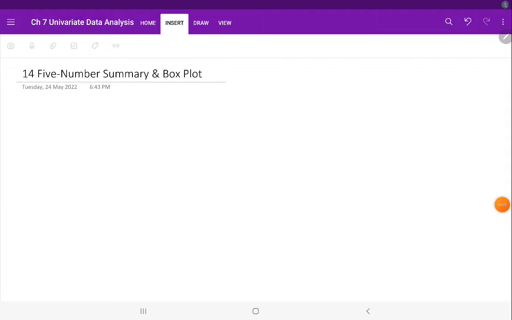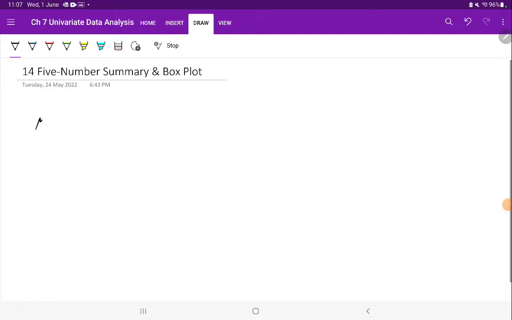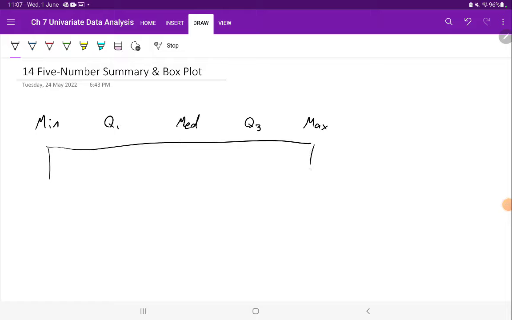Alrighty, last lesson we were talking about the 5-number summary. We worked out all of them. It was the min, the smallest number, Q1, the median, Q3, and the maximum. Remember, because we've got our data set and we want to split it up in half and then each of those halves. So we have quartiles.